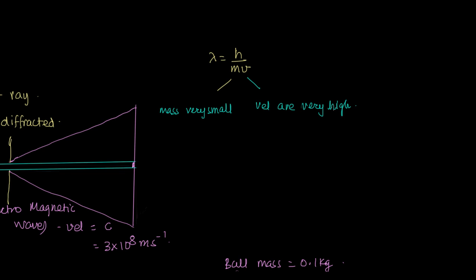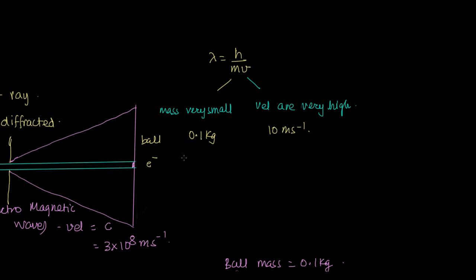Okay, so here for a macroscopic particle, you had a mass of 0.1 kg and a velocity of 10 meter per second. Now this is for a ball.